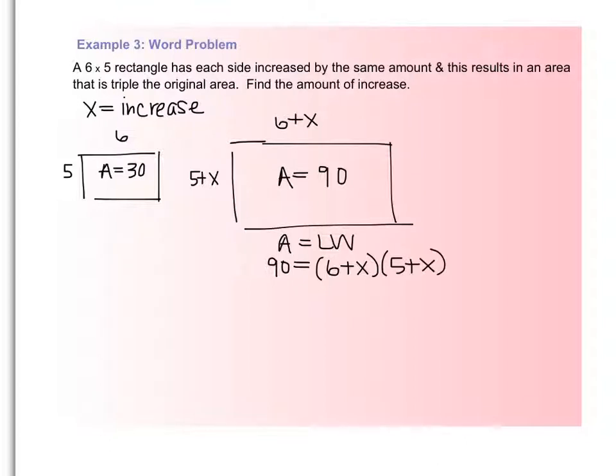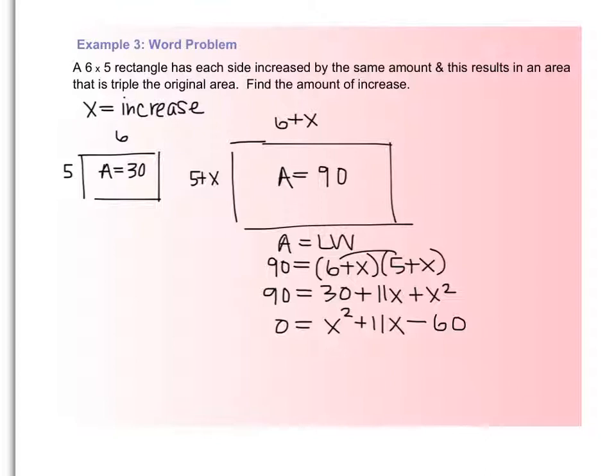So now we're going to get it in standard form of a quadratic first. So we have 6 times 5 is 30 plus 11x plus x squared. And then we want to get it equal to 0, so I'll subtract 90 from both sides. So when I do this, 30 minus 90, I'll get negative 60. Again, at this point you have a quadratic in standard form. You can use any method you want: quadratic formula, completing the square, or factoring. Factoring is always the fastest. If you can see this factors quickly, that's what you're going to want to do.